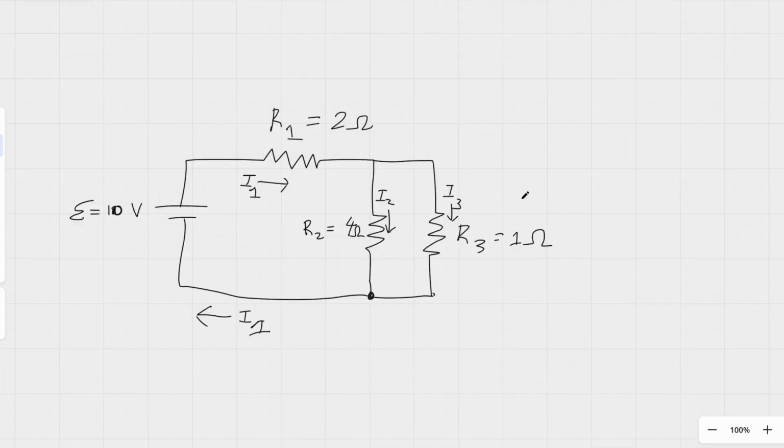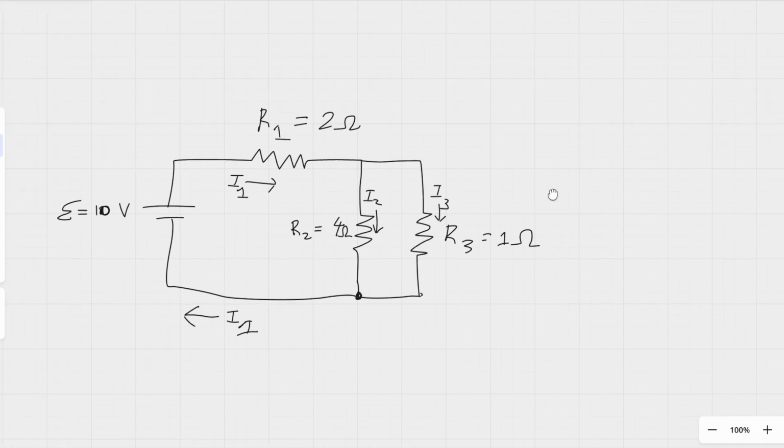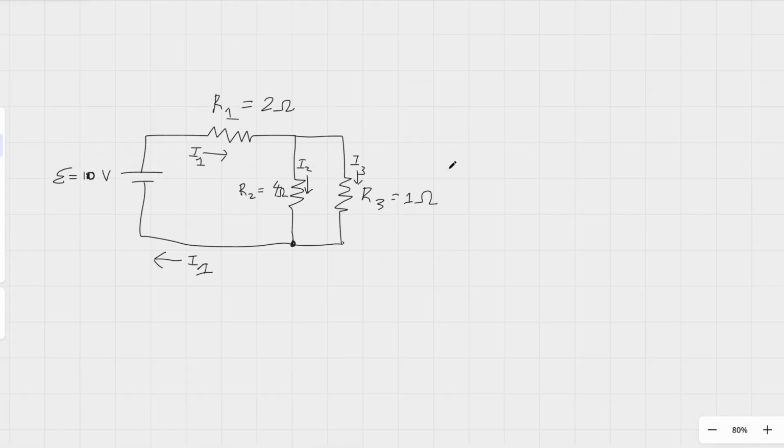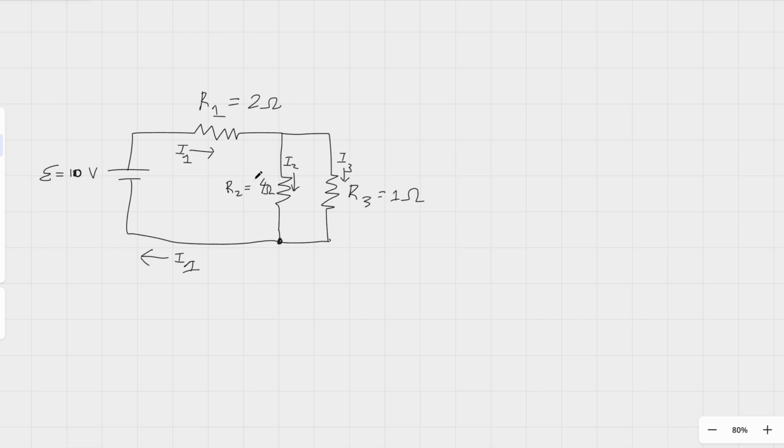Let's first look at the Kirchhoff junction rule. The Kirchhoff junction rule states that the current in is the same as the current out. So we can look at this junction, for example, and here we could see the current in, which is I1, will equal the current out, which is I2 plus I3, and that's our first equation.